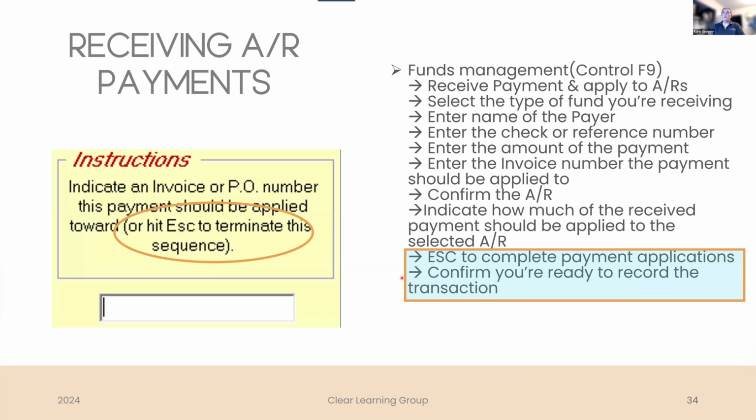So our next step in this process would be to go ahead, because we're all done. We've applied all of the money that we can to our accounts receivable records. We're going to go ahead and hit escape to tell ServiceDesk that we're done. And then we're going to confirm that we would like to go ahead and move forward and record this transaction.